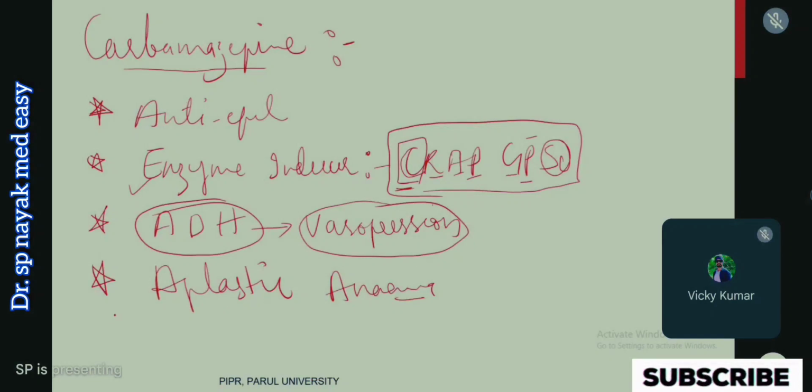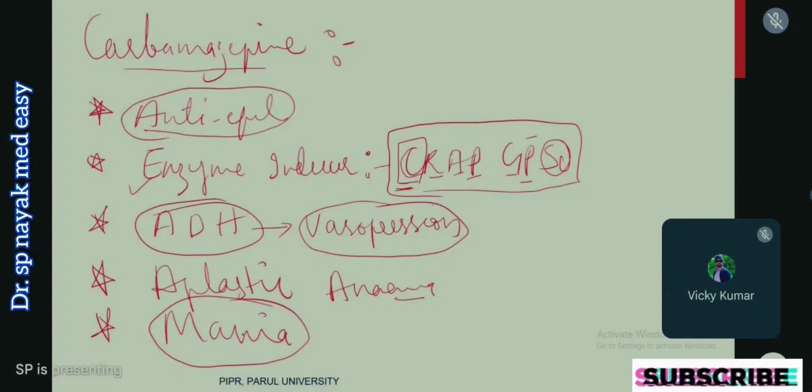And the fifth and last important point, carbamazepine is not only used in epilepsy, it can be used in acute mania. Mania is a hyperactive condition. It can be used in mania and also in bipolar disorder. And along with mania and bipolar disorder, it is given in diabetes insipidus. This is another important point.